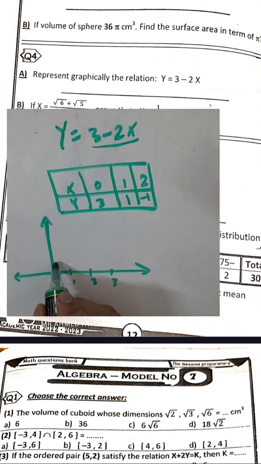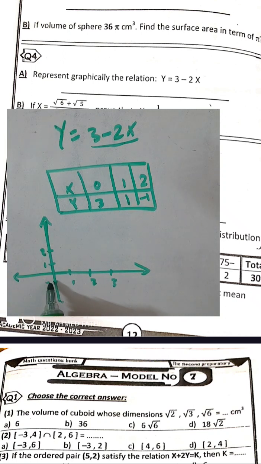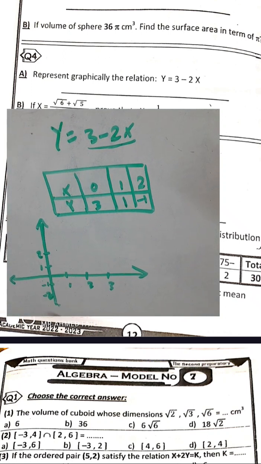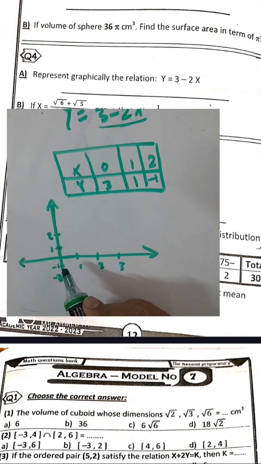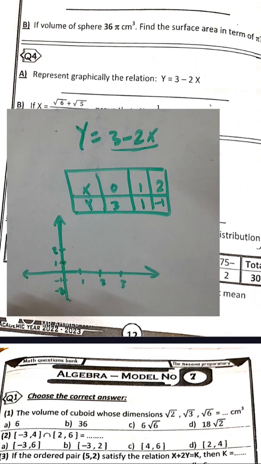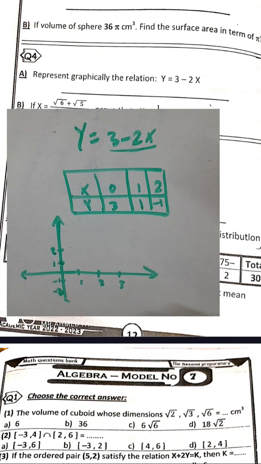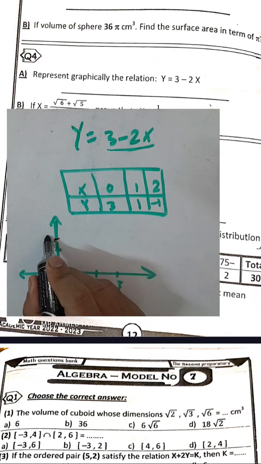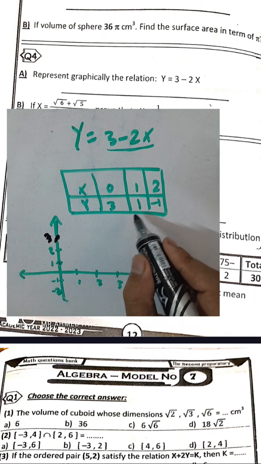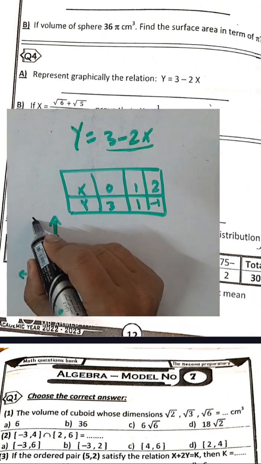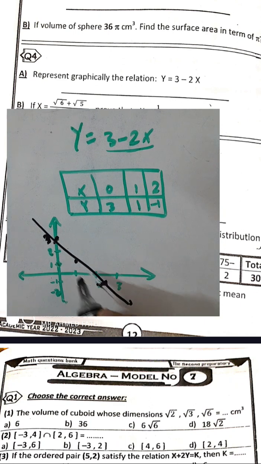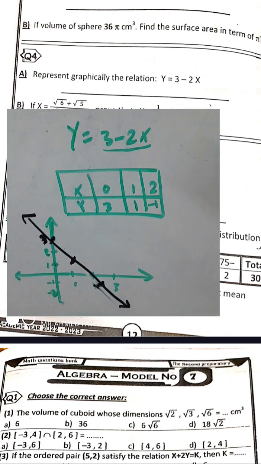And here 1, 2, negative 1, negative 2, 0 and 1. Put 0 and 1, and next, 0 to 3, 1 to 1, 2 to negative 1, and then draw a straight line, but draw 3 points here. Okay.